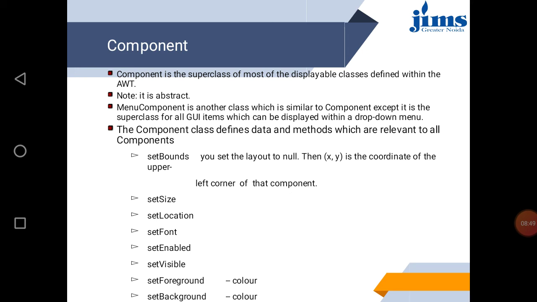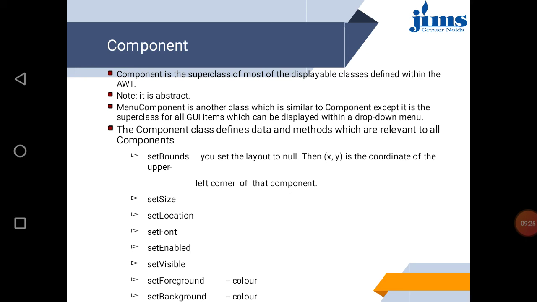Component is the superclass of most of the displaying classes defined within the AWT. Note it is abstract, so you cannot create an instance of this. MenuComponent is another class which is similar to Component, except it is the superclass for all GUI items which can be displayed within a drop-down menu. And the Component class defines data and methods which are relevant to all components.